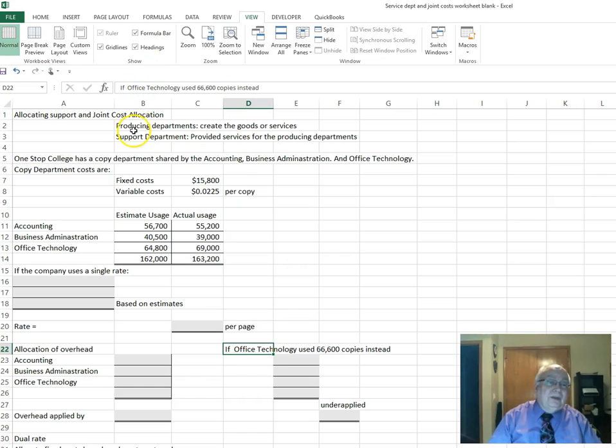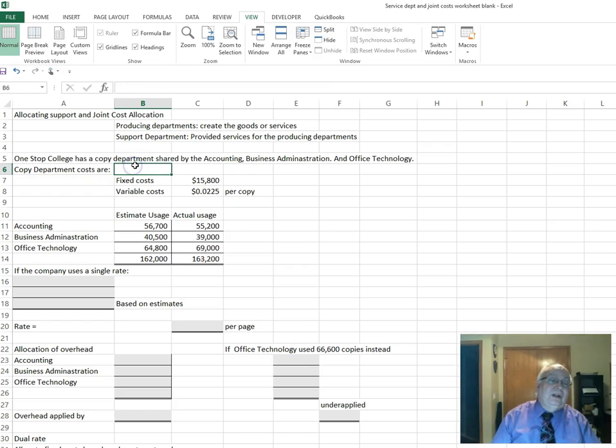Producing departments are what we have right here. Those create the goods or services that the company sells. Support departments provide services for the producing departments. So producing departments are the ones that have the direct materials, direct labor, and units produced. Support departments are entirely overhead costs. So the overhead costs have to be allocated into the producing departments so we can come up with a rate for each department.